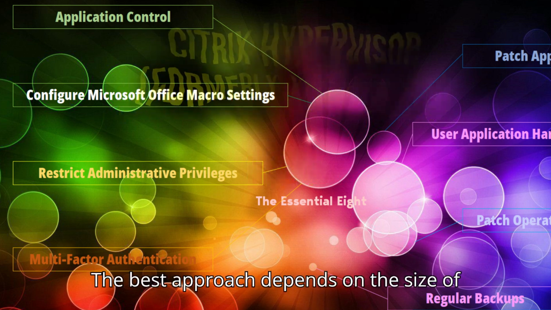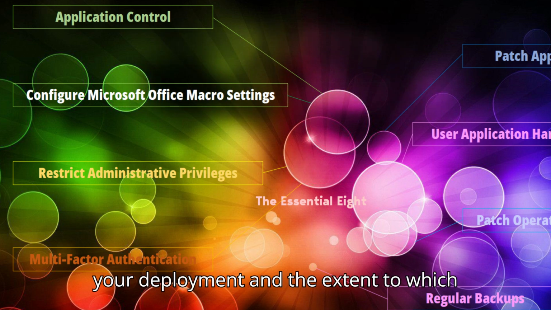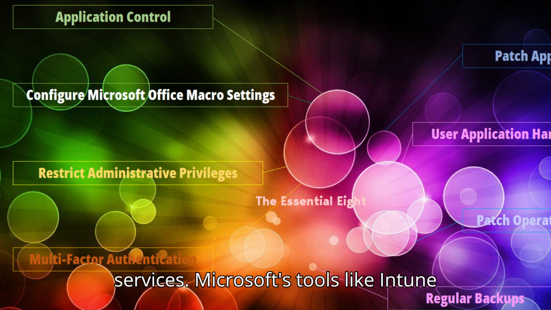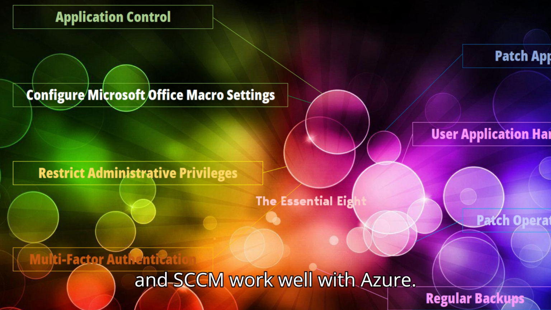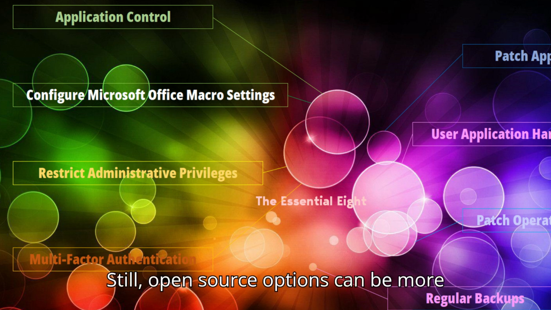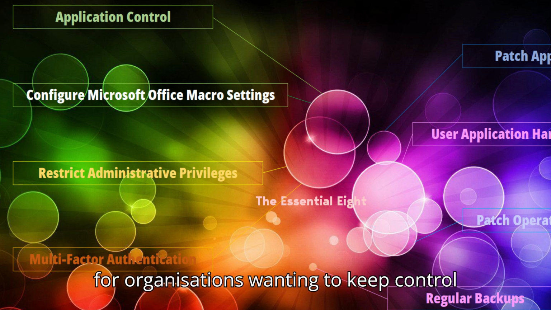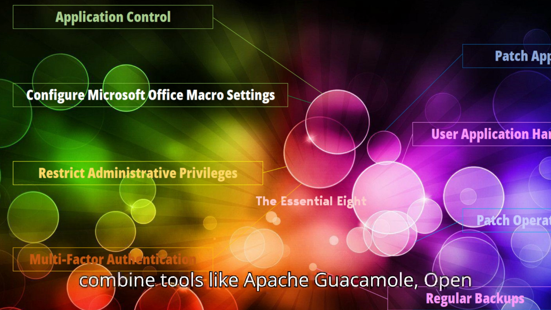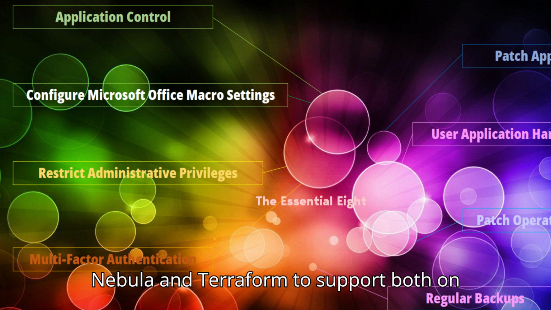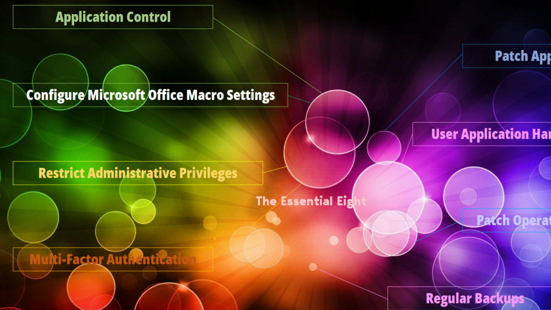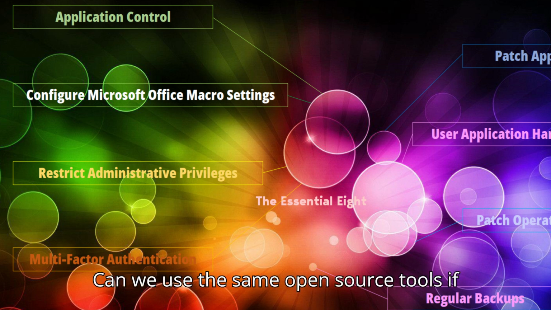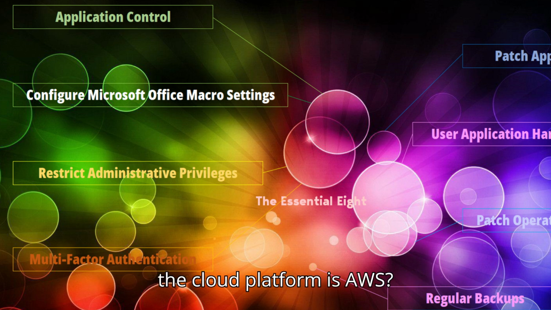The best approach depends on the size of your deployment and the extent to which you need to integrate with cloud services. Microsoft's tools like Intune and SCCM work well with Azure. Still, open-source options can be more cost-effective and flexible, especially for organizations wanting to keep control over their infrastructure. You can combine tools like Apache Guacamole, OpenNebula, and Terraform to support both on-premises and cloud environments, including Azure Virtual Desktops. Can we use the same open-source tools if the cloud platform is AWS?